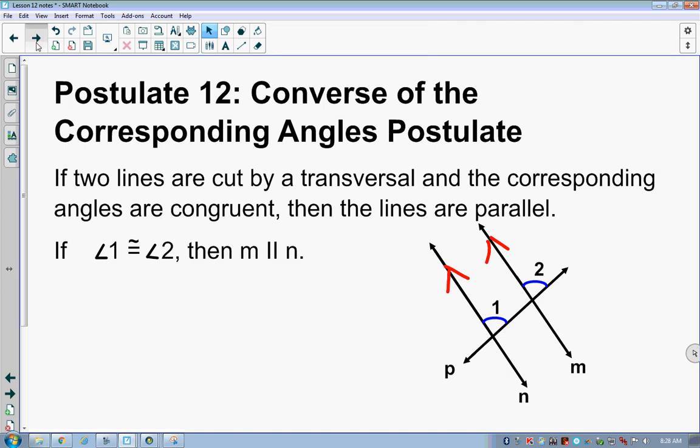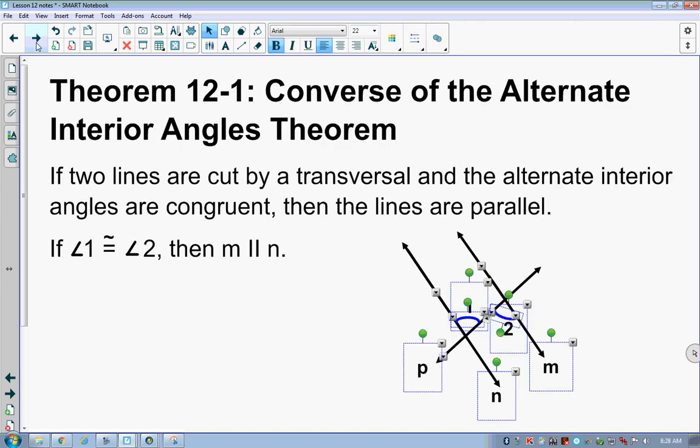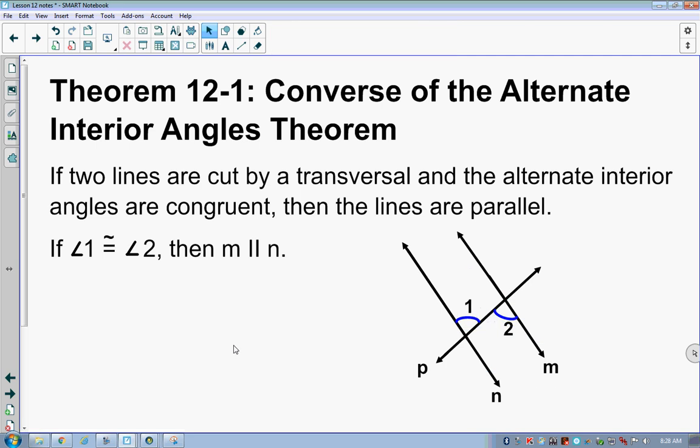Next one on the list, Theorem 12-1. Alternate interior angles. This tells me that if two lines are cut by a transversal, here's two lines cut by a transversal P, and their alternate interior angles are congruent, then the two lines are parallel. The converse is also true. If the alternate interior angles are congruent, then the two lines are parallel. If the two lines are parallel, then the alternate interior angles are congruent. Got it? Great.